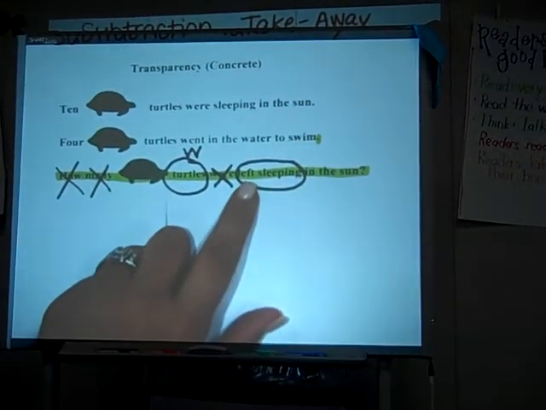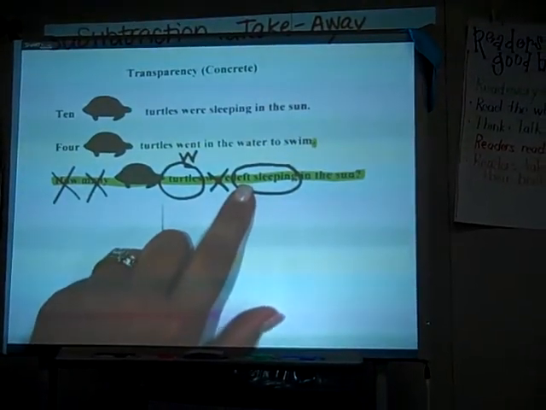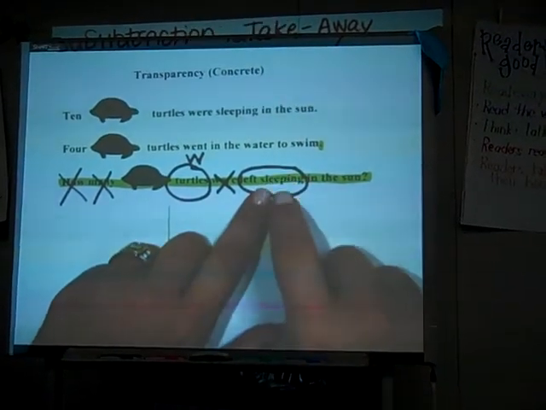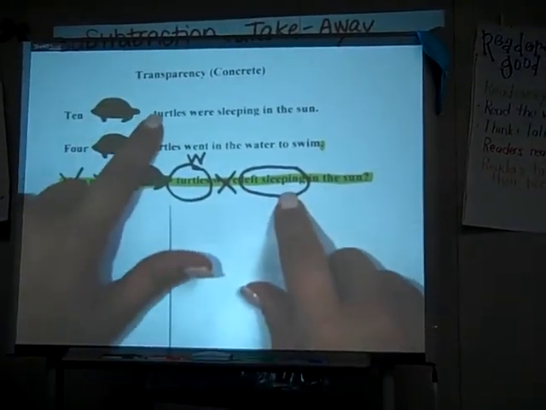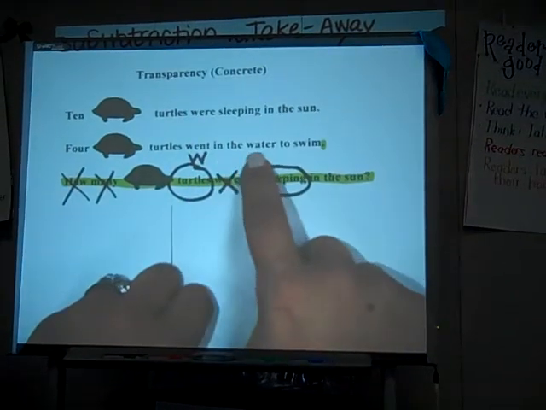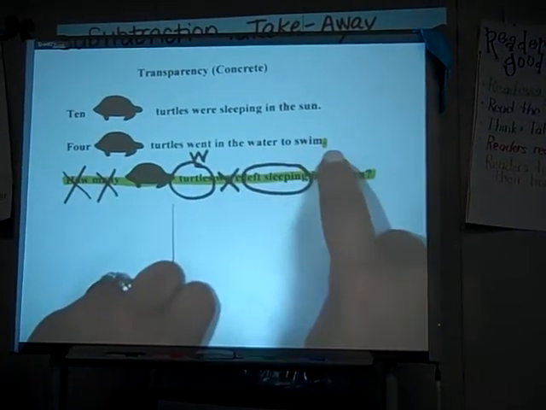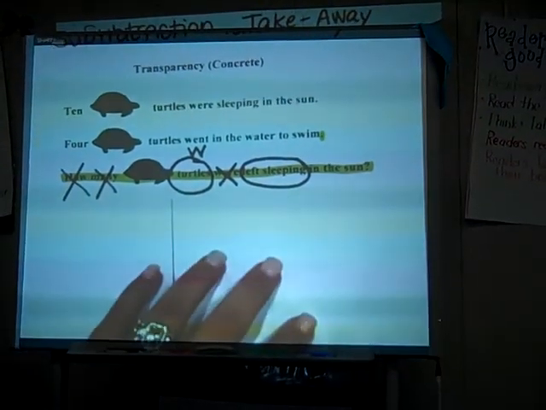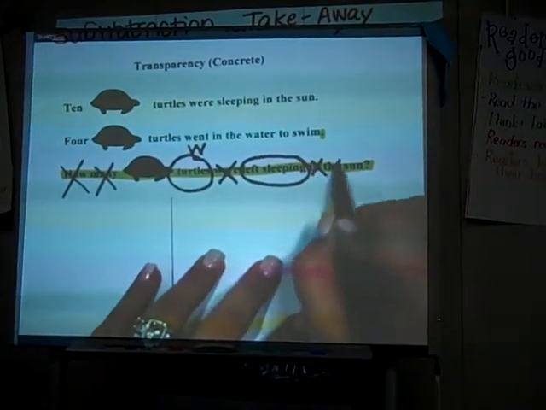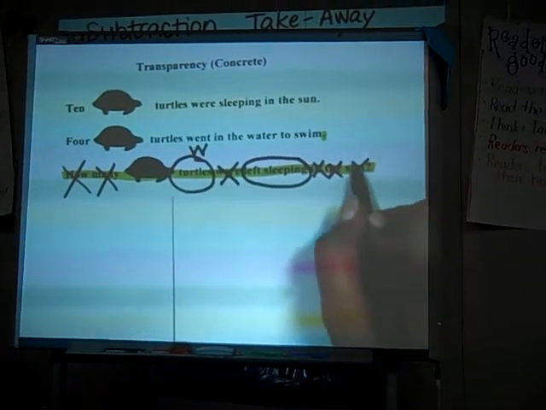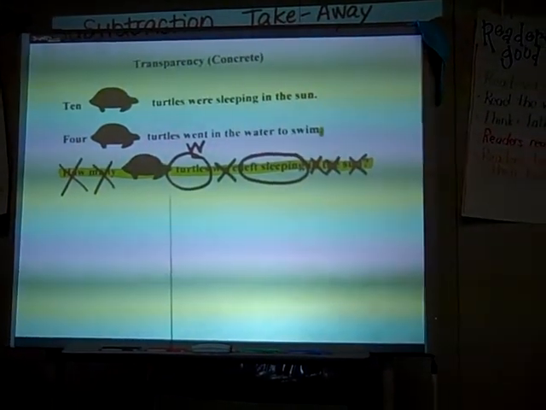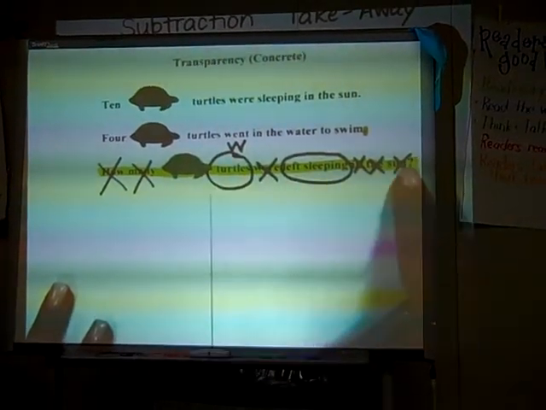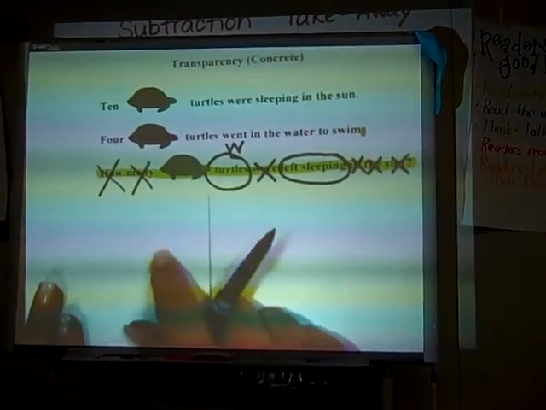I circled left because left tells me that it's takeaway. I circled sleeping because I do care about how many turtles were left sleeping. I don't care about how many turtles went in the water to swim. So that's why I circled left sleeping. And the sun is not important to me. So everything that I circled in the question, I will write in the main idea.